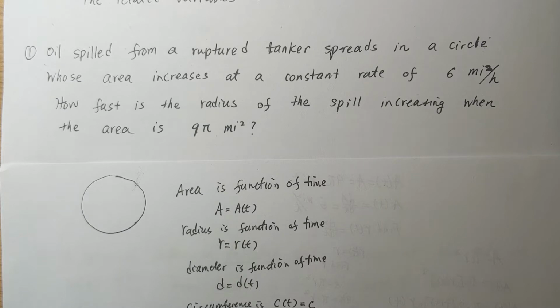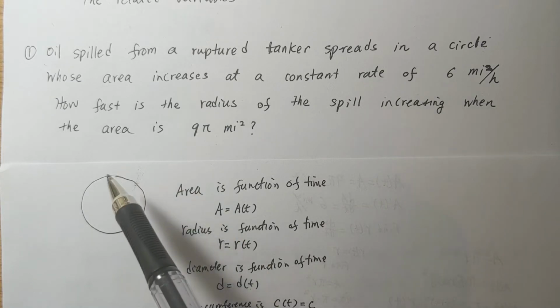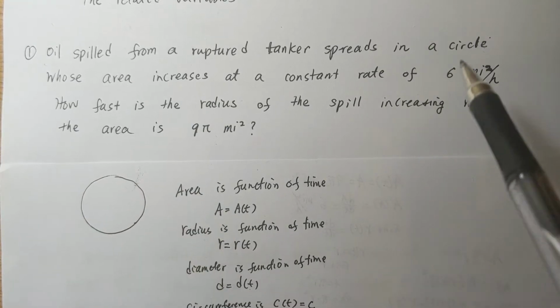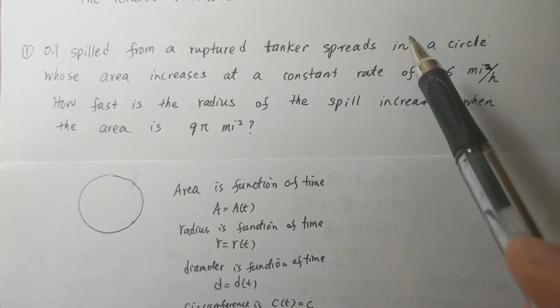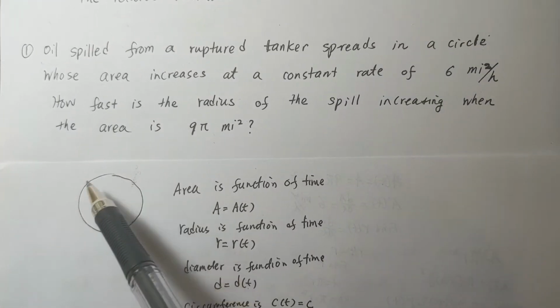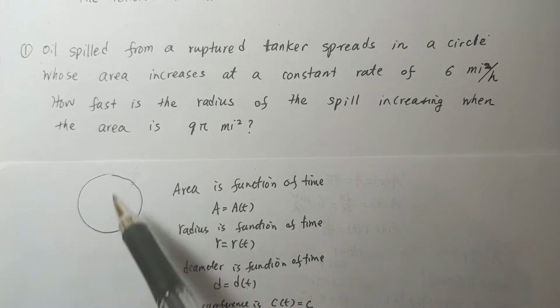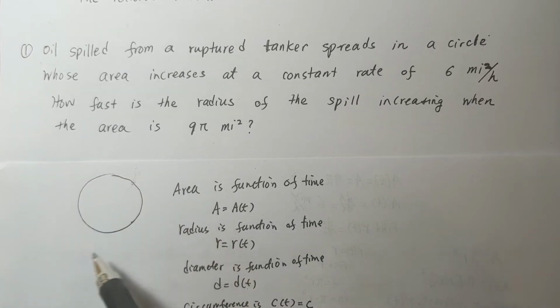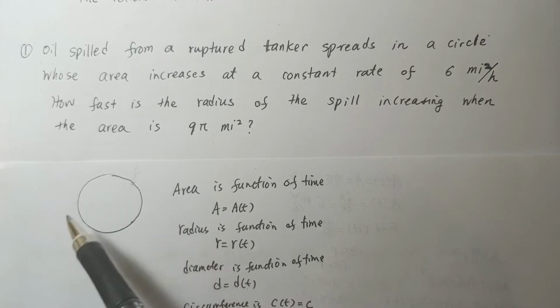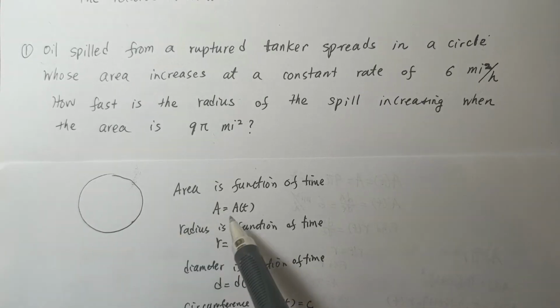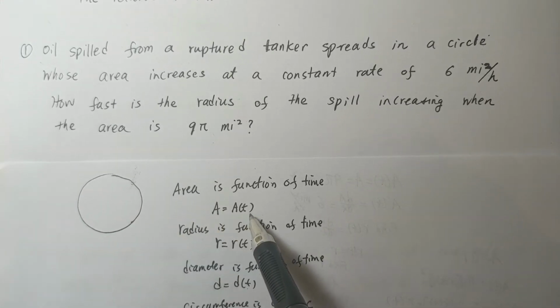So the shape of the oil spill is going to be a circle. As the oil spreads, the circle's area is going to become bigger and bigger. So as time passes, the area increases. Therefore, the area is a function of time. So A equals A of t.